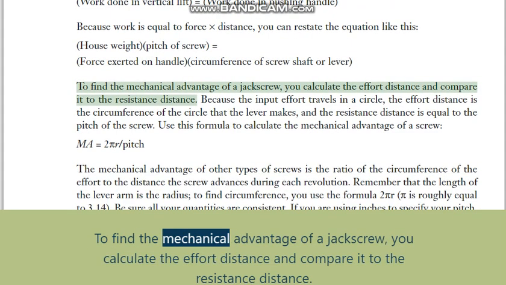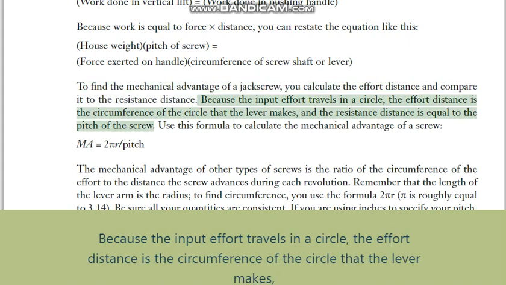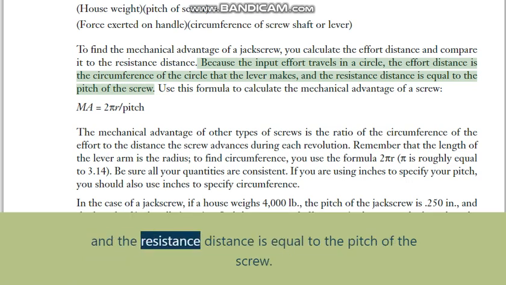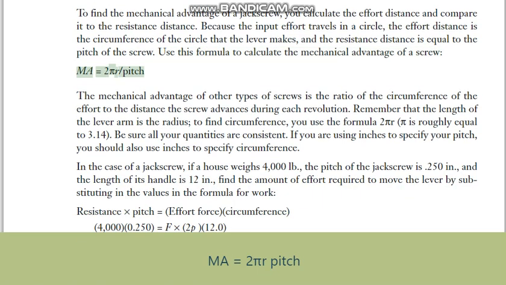To find the mechanical advantage of a jack screw, you calculate the effort distance and compare it to the resistance distance. Because the input effort travels in a circle, the effort distance is the circumference of the circle that the lever makes, and the resistance distance is equal to the pitch of the screw. Use this formula to calculate the mechanical advantage of a screw: MA equals 2 pi r over pitch.